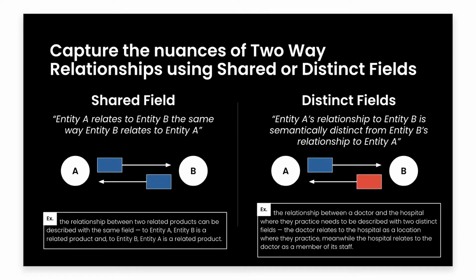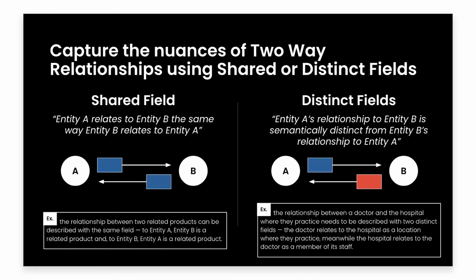Sometimes relationships will look different on either side. So for example, let's say we have a relationship between a doctor and a hospital where they practice. For the doctor, they relate to that hospital as a location where they practice. But for the hospital, the doctor is a member of its staff. This relationship is semantically different on each side. And so because of that, it requires distinct fields to accurately represent it in the knowledge graph.